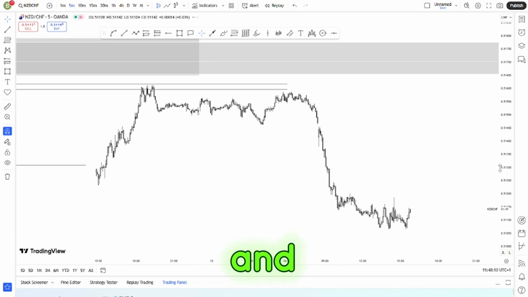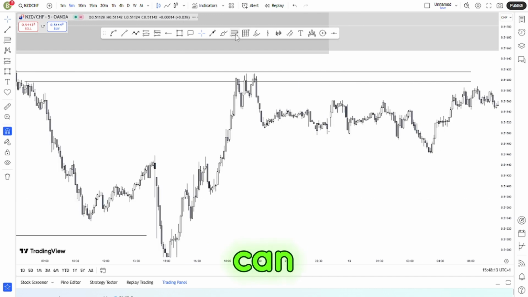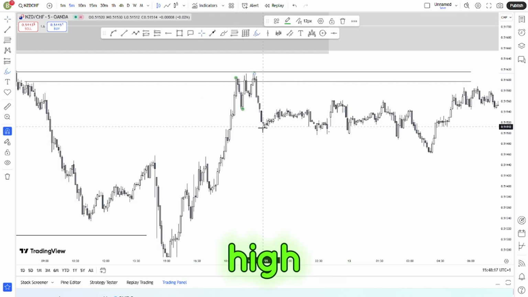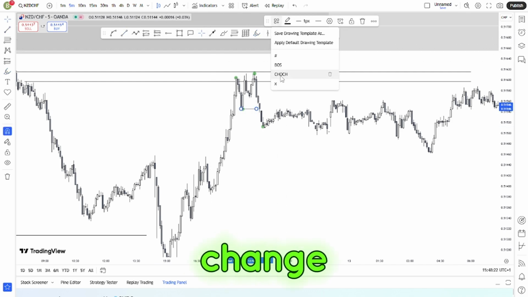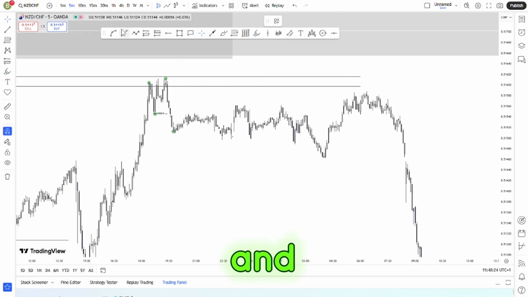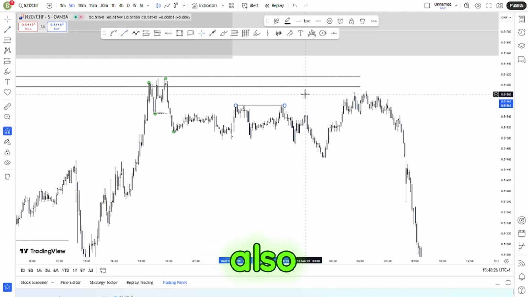Now, as you can see here, structure was pushing up. As you can see, high, low, then this is a high, then this is a lower low from that point. So that means this was the change of character that we needed. And as you can clearly see, there was also liquidity, guys.